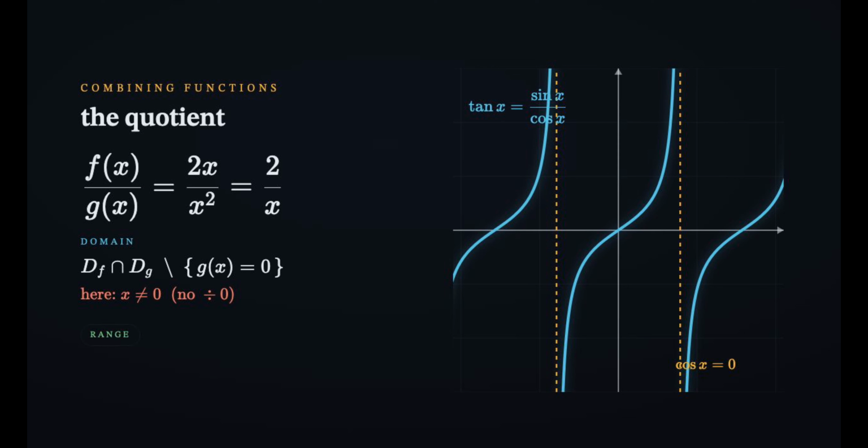The range is harder to see, so compute the quotient f of x over g of x first, then graph to see it. To find odd, even, or neither, compute the quotient and test normally by replacing x with minus x. To graph, compute the quotient and graph normally.